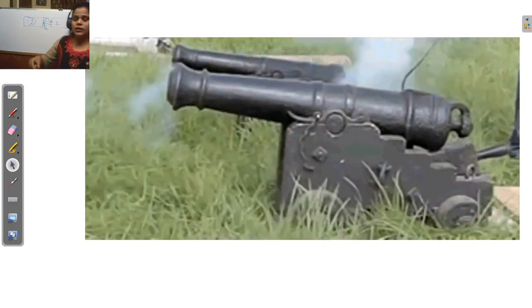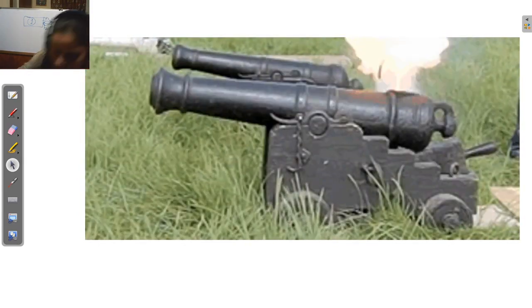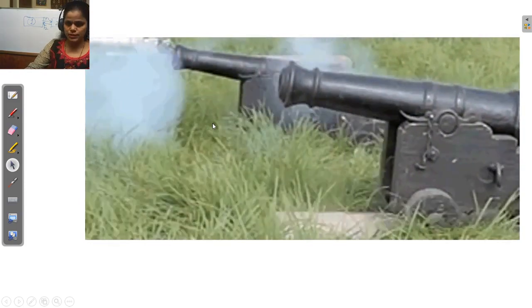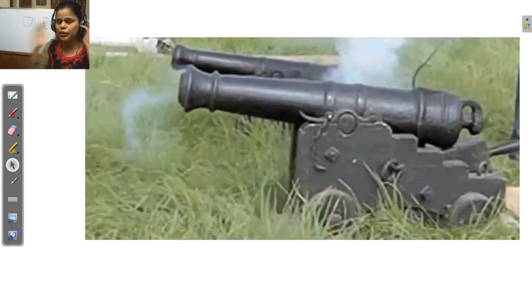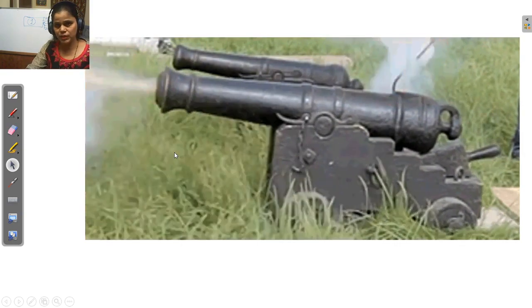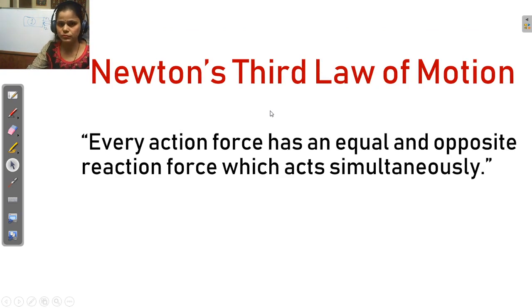Understand? But the magnitudes of these forces are the same. These are the two forces that act simultaneously on each other, and this idea is expressed in Newton's third law. So let's see what Newton's third law of motion is. The statement is: every action force has an equal and opposite reaction force. If we say this F1 is the action force, then this F2 is the reaction force.